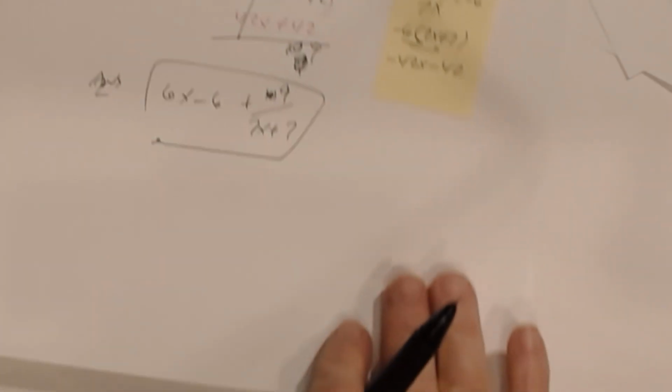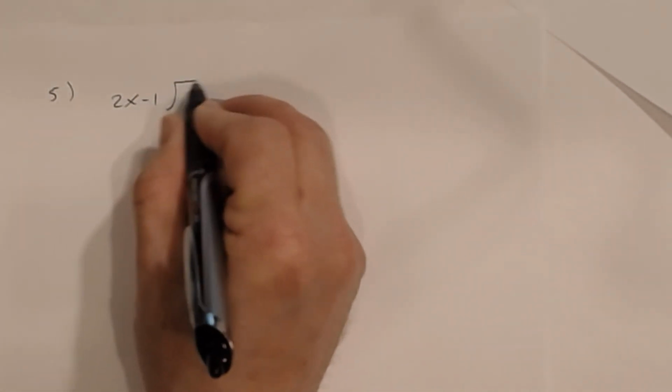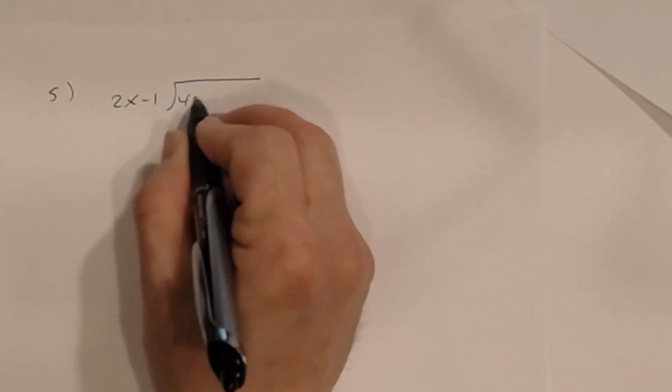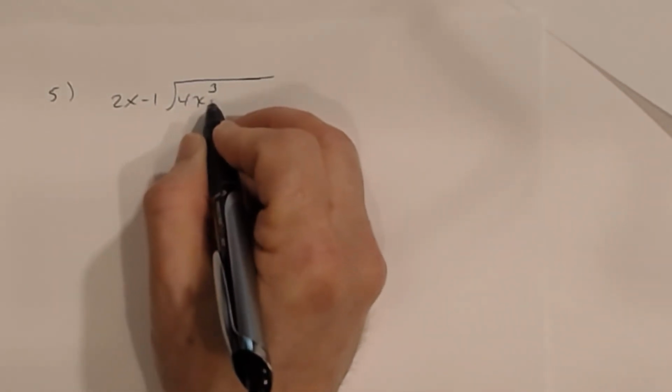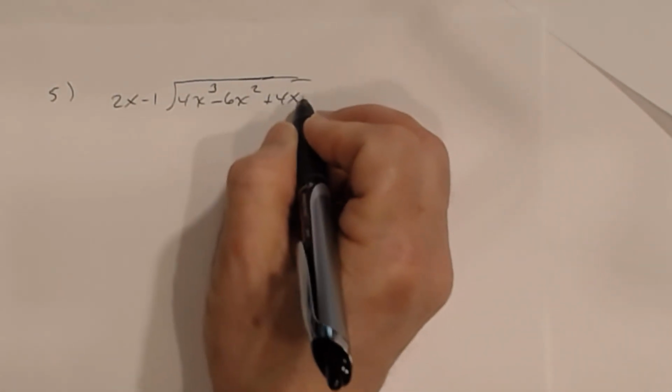All right, so notice every problem we've done had a remainder other than 0, right? So I want to show you how you're going to write it if you get a remainder of 0. So let's do one where there's a remainder of 0. You have 2x minus 1 divided into 4x cubed minus 6x squared plus 4x minus 1.